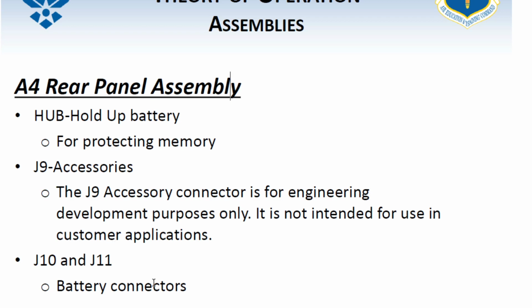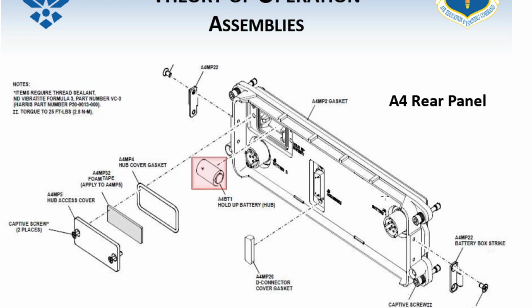So J10 and J11, that's next. That's the battery connectors you all looked at yesterday. Here they are. That's what the hub battery actually looks like. That's the nomenclature for the hub battery if you have to order one from the company. Here's some covers. It's got a little gasket around it. All this stuff pops out when you remove it.